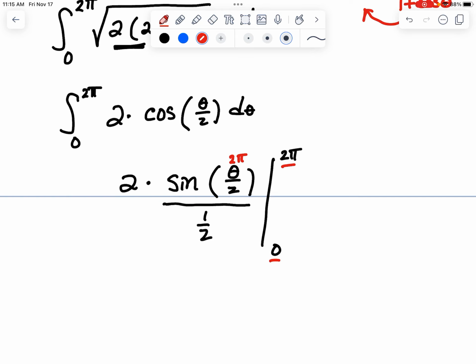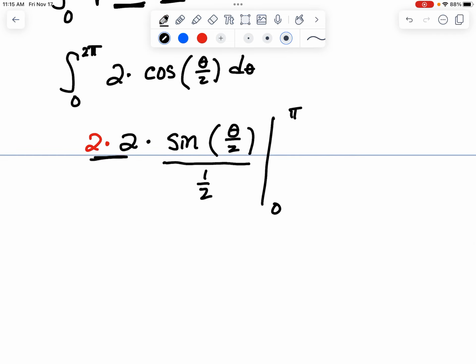So it looks like I do need to adjust and say, all right, integrate from 0 to pi. And if you do that, you then need to double your answer. And now it's going to work.